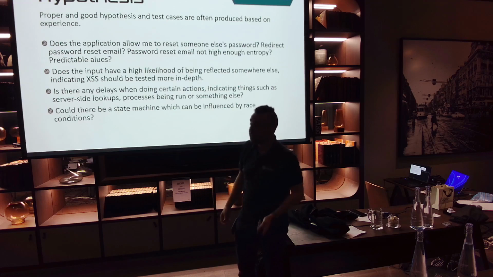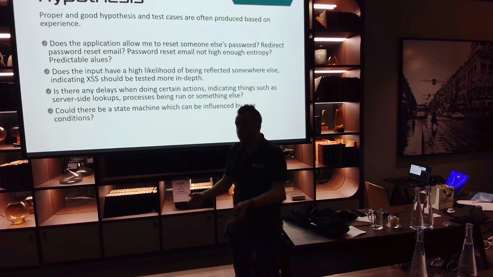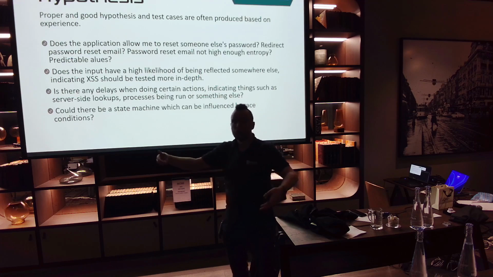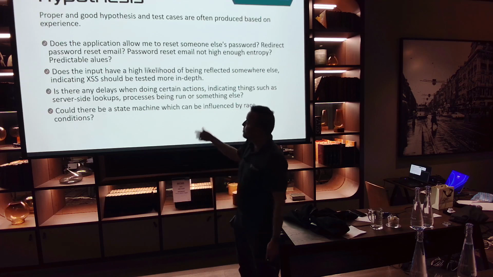Hijacking accounts, essentially. Maybe the password reset email doesn't have high enough randomness or entropy. Maybe we could guess other people's codes to the password reset process, for example. Maybe we can predict some values, or, as it says on the slide, which is a typo, predictable values.